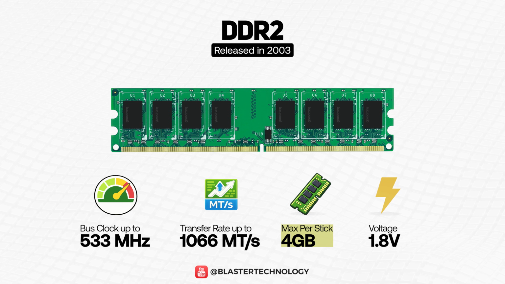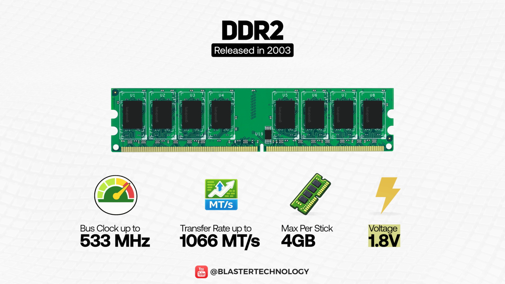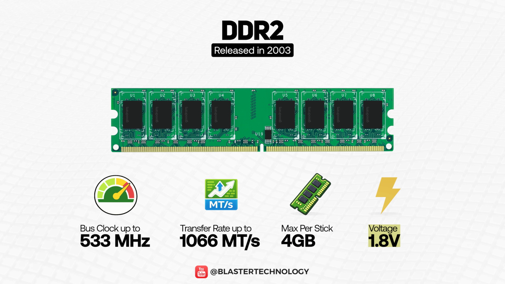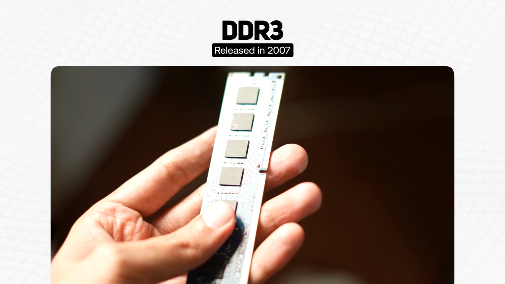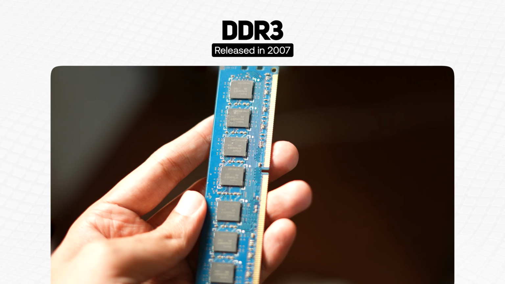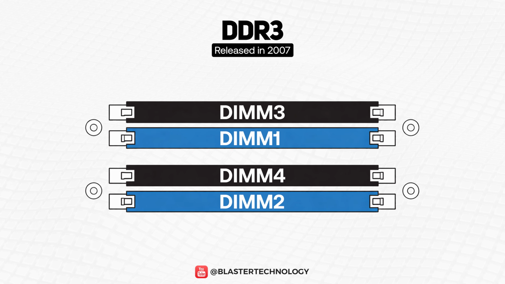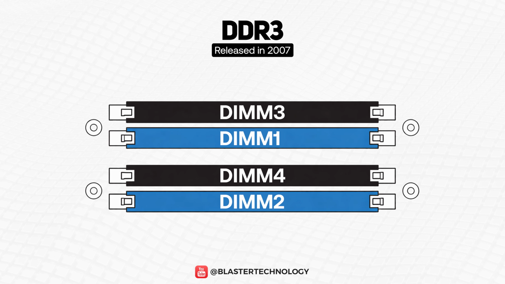The maximum capacity reached 4 GB per stick, and the operating voltage dropped to 1.8 volts, reducing both power consumption and operating temperature. DDR3 was released in 2007 and represented a major step forward for modern RAM. It is the generation in which dual-channel memory became standard for most consumer systems.